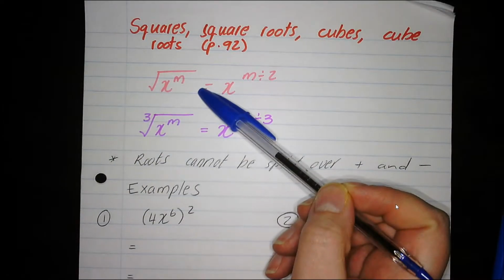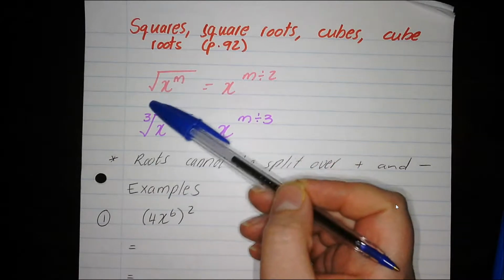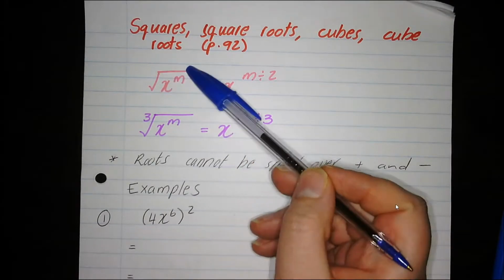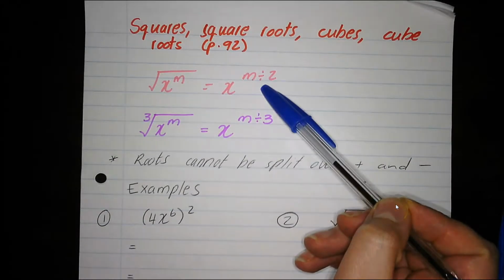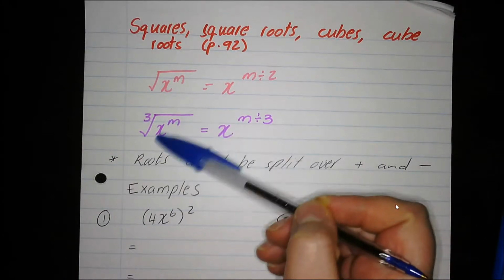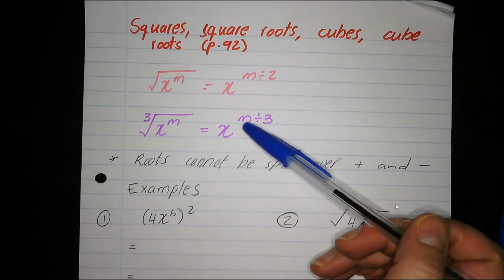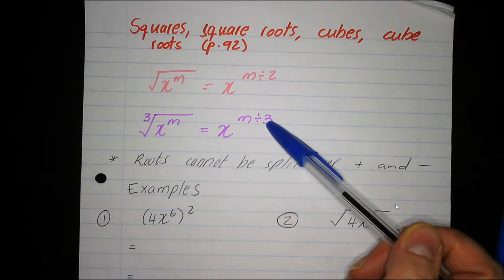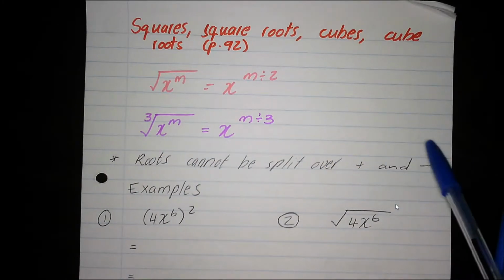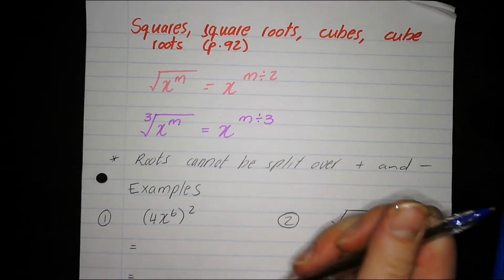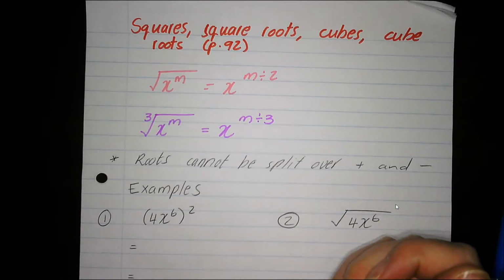One of the biggest rules that you need to know is when you're taking the square root of something with a power, you divide the exponent by 2. When you're taking the cube root of something with a power, you divide the power by 3. Roots can't be split over plus and minus, but they can be split over multiply and divide.